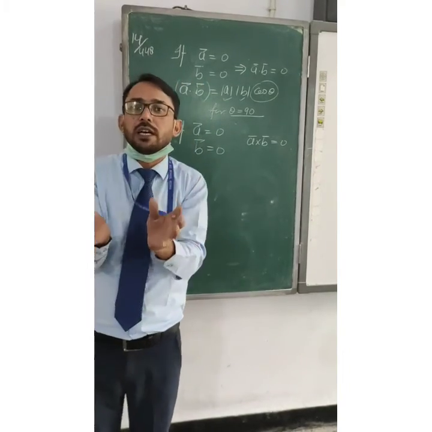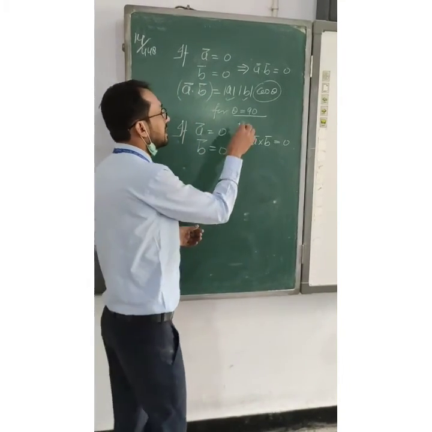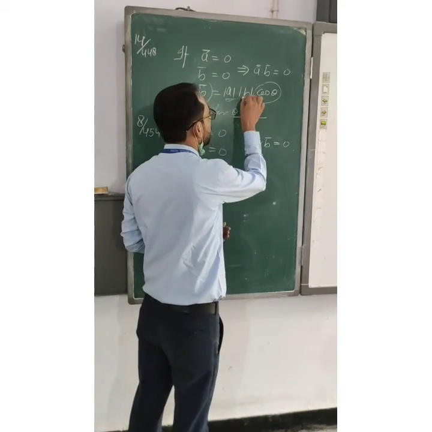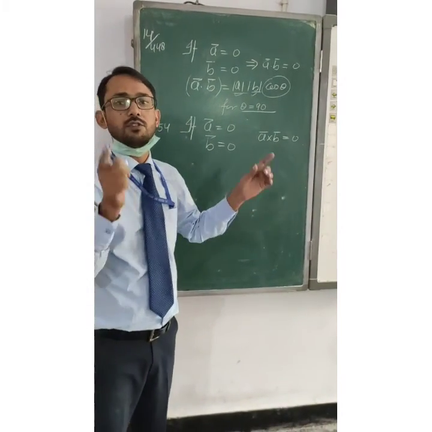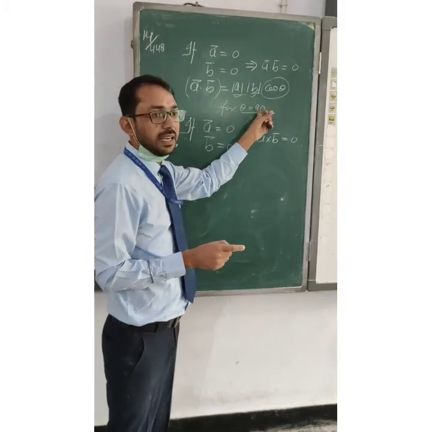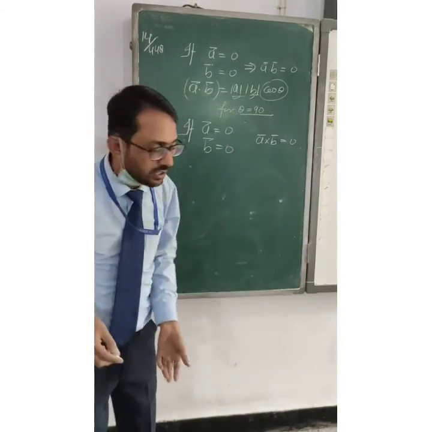So a third thing has come in. That condition tells us that it is not always that these two are the factors that make it 0. So theta equal to 90 could also be a condition for it.